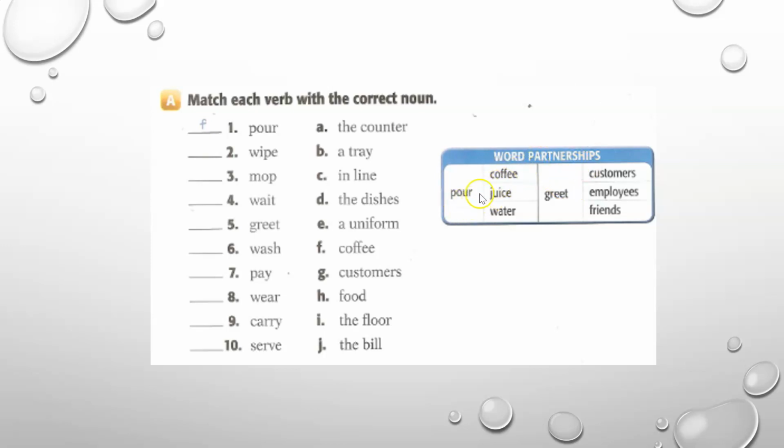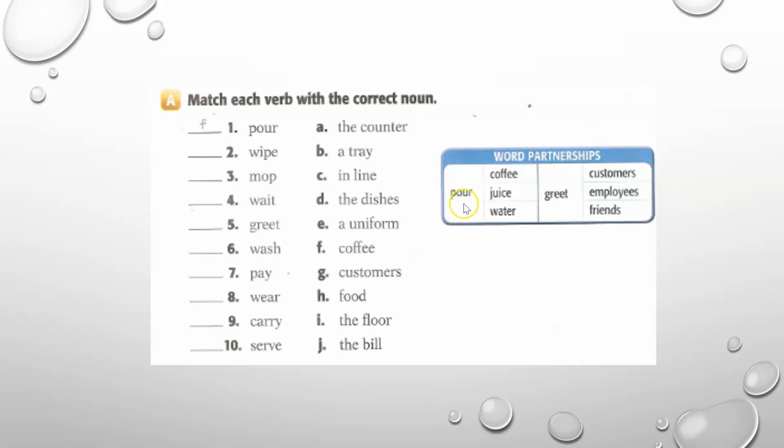So when we use certain nouns with specific verbs, we see some word partnerships. For example, if you're talking about liquids, you can use the verb pour. You pour coffee. You pour juice. You pour water. Here is another verb, greet. When you say hello to somebody, say good morning, good afternoon, you greet people. So you can say greet customers, greet employees, greet friends. So these are word partnerships.